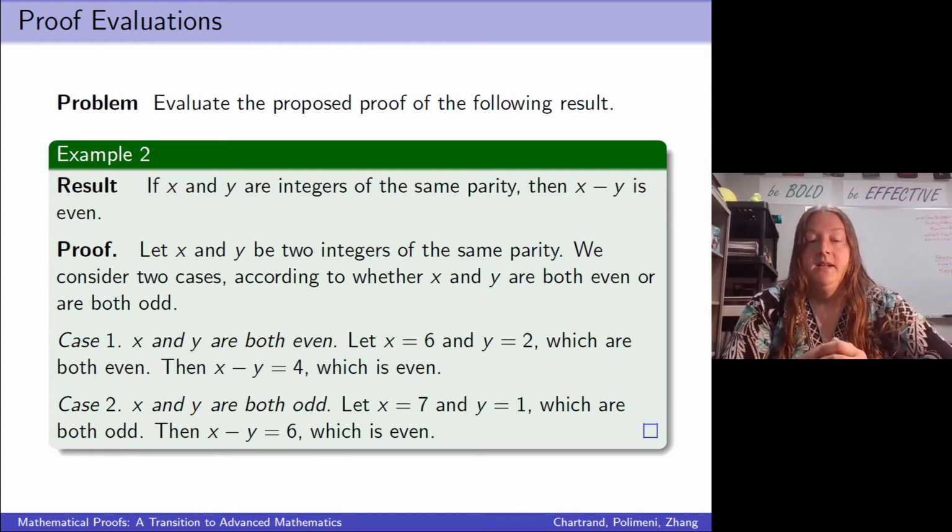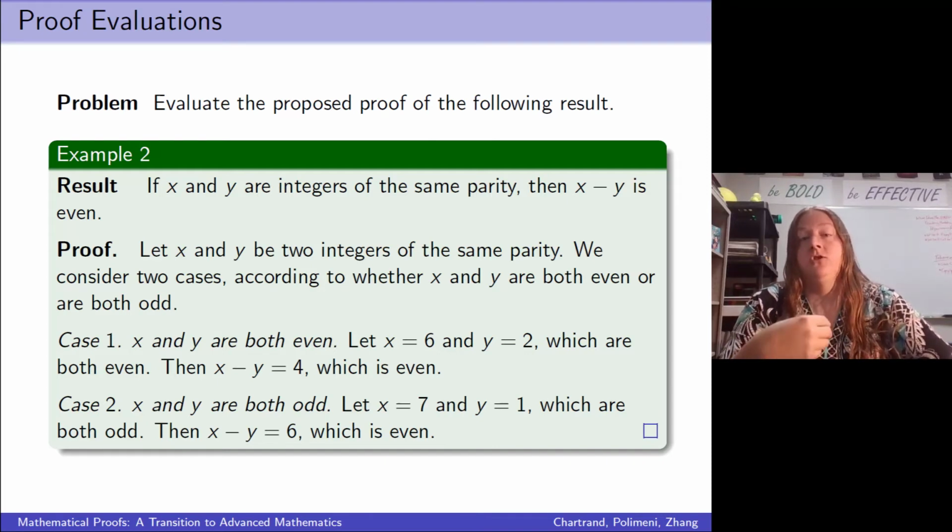Well, then I look at case 1. x and y are both even. Then it says let x equal 6 and y equal 2, which are both even. Then x minus y equals 4, which is even. Well, they've now proven that statement to be true in this one example, when x is 6 and y is 2, but I'm not convinced that it's true generally. So the statement as a whole is not actually proven in that case.